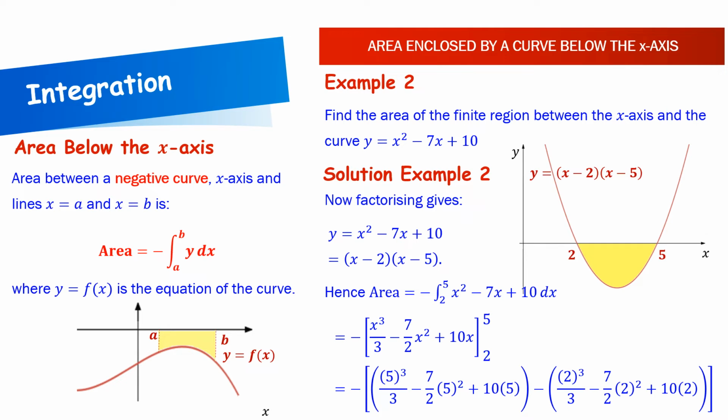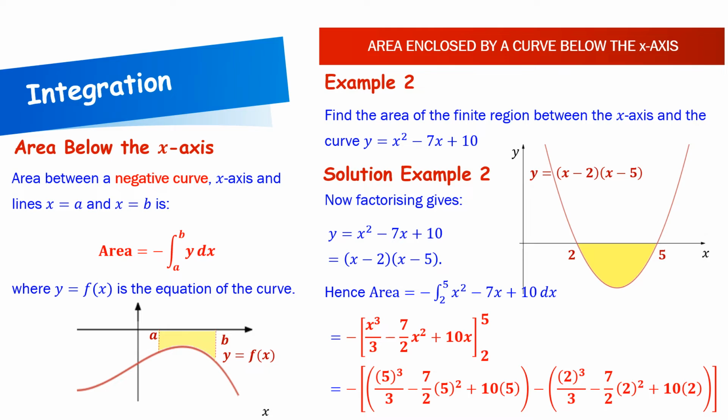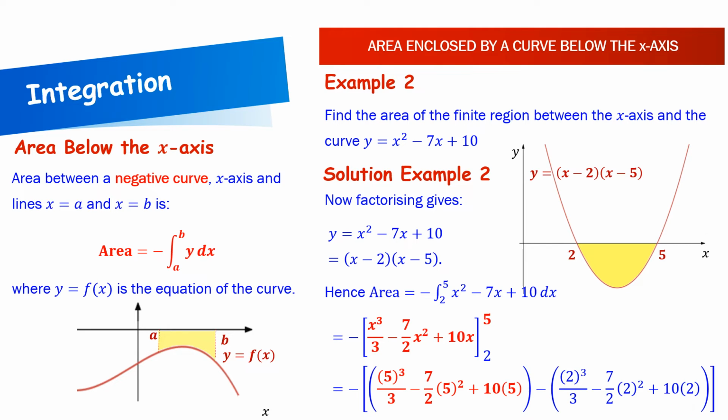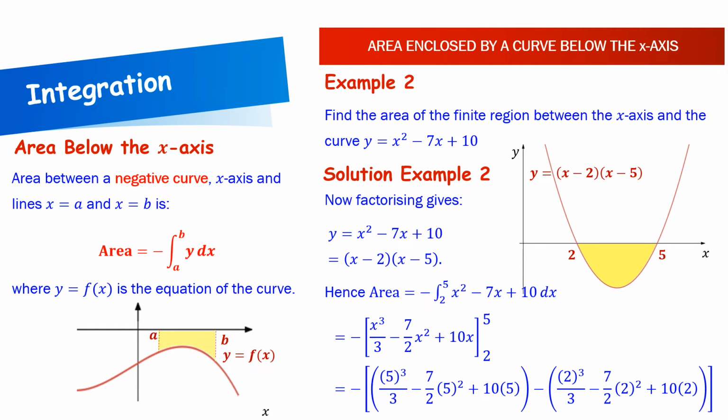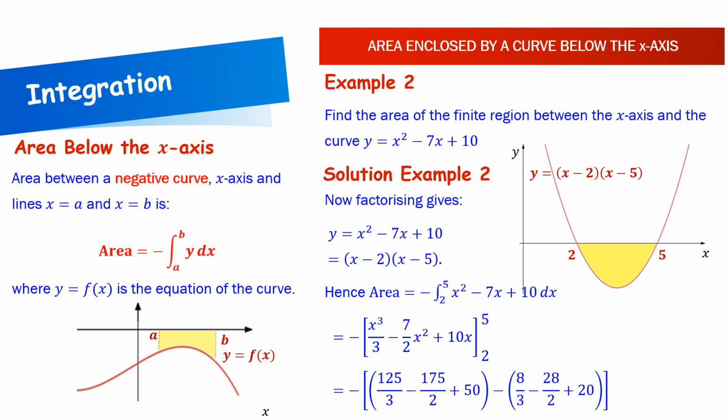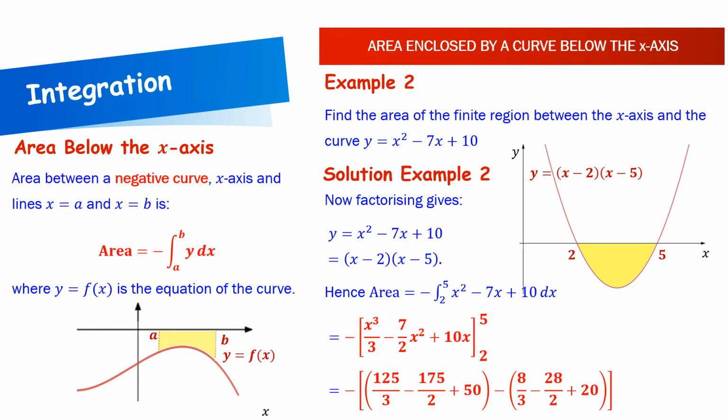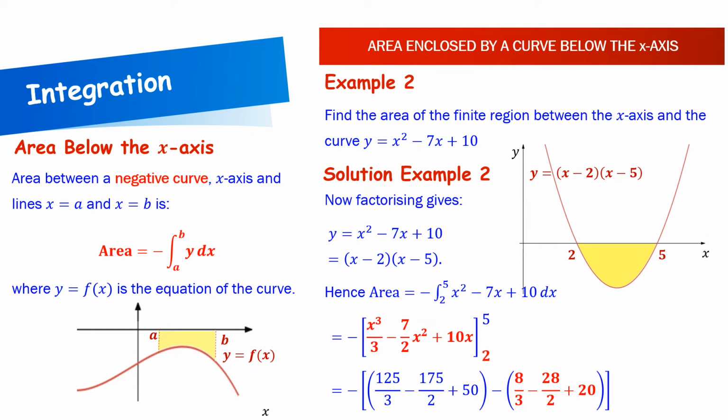So plugging in the limits, x equals 5 here and x equals 2 here, gives us the expression shown. Of course, we can now tidy up, and tidying up gives us this expression, which is equal to 4.5.